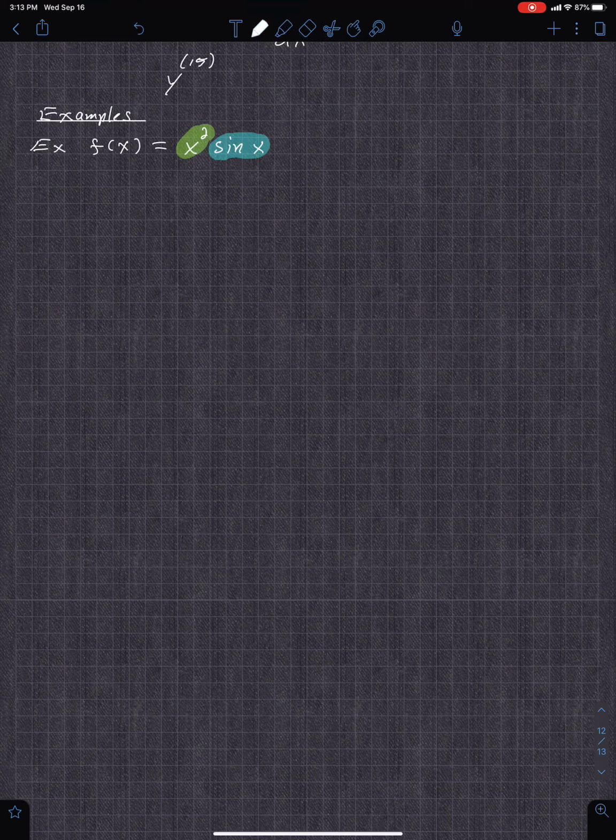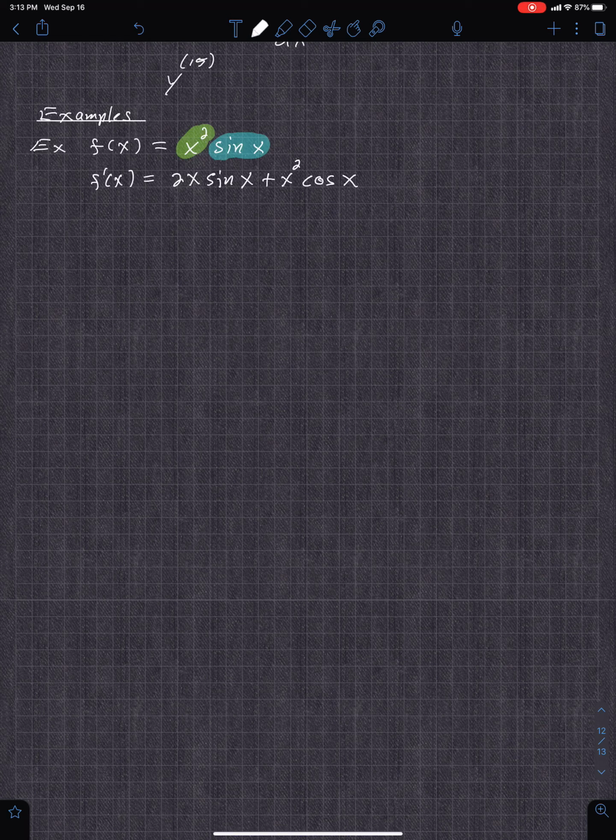So f prime of x is equal to the derivative of the first times the second plus the first times the derivative of the second. Now this is what's new: the derivative of sine is cosine. Sometimes you can simplify that, sometimes you can't, but that would be it.